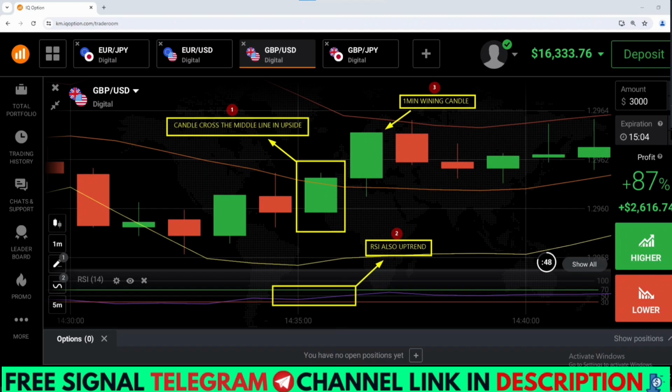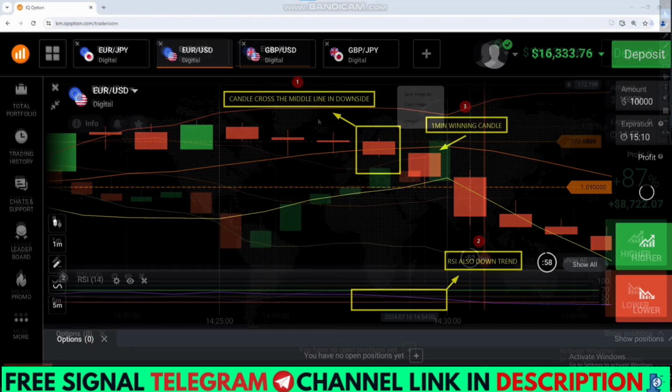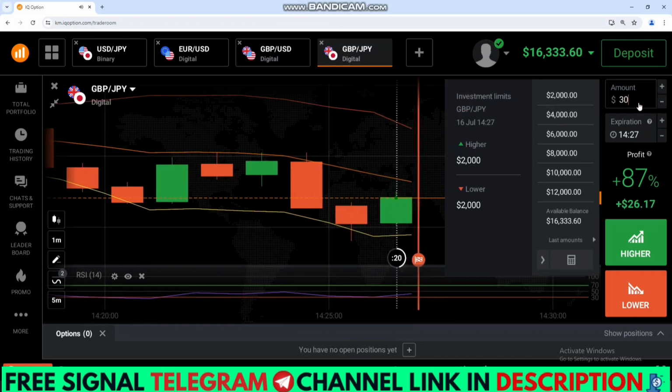Now let's explain the lower trades. Here you can see the Bollinger Bands middle line crosses a red candle, and RSI is also going downtrend at the same time. After these two indicator confirmations, we can place a sell trade for the next 1 minute. Hope you understand. For a better understanding, watch my live trades.